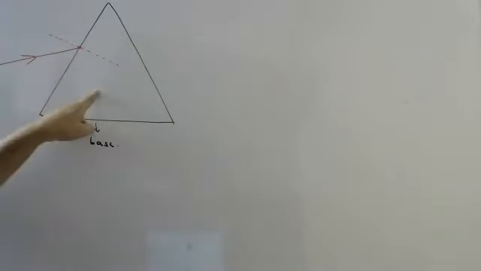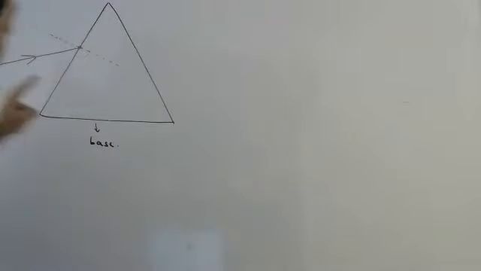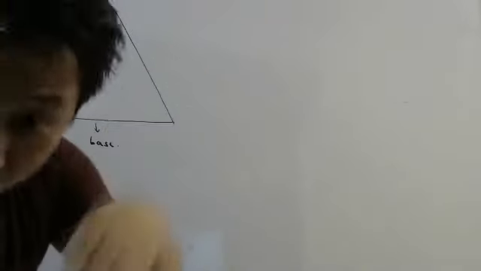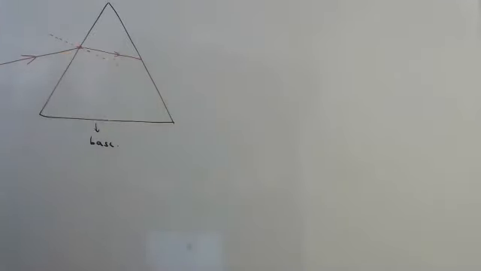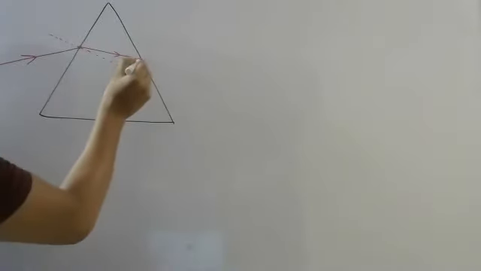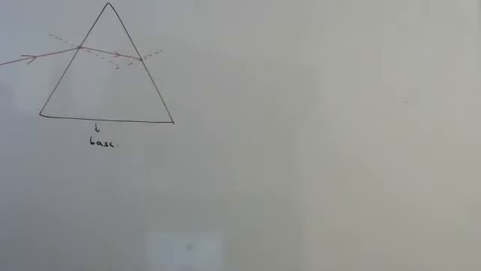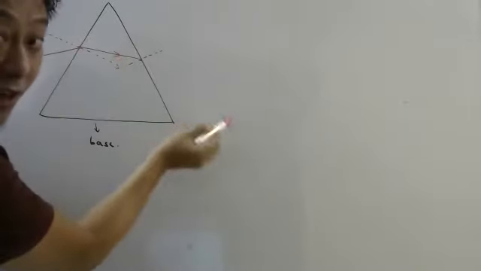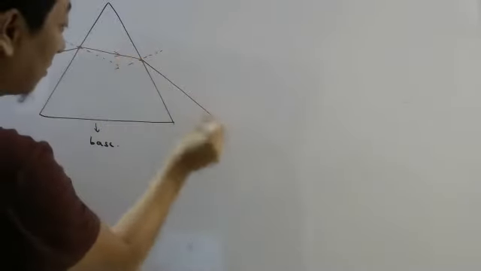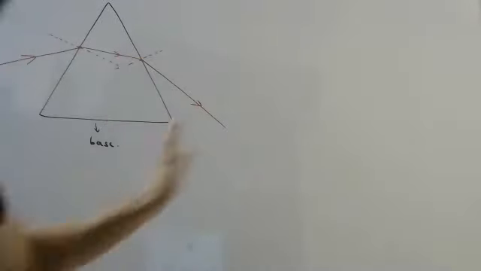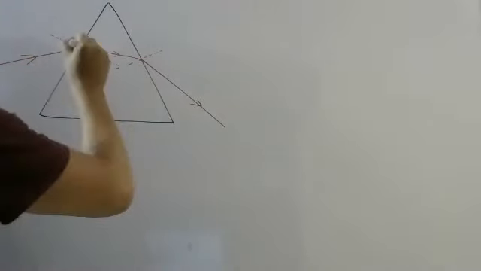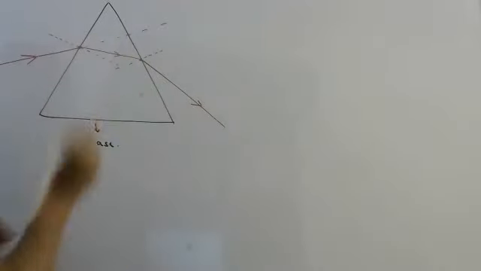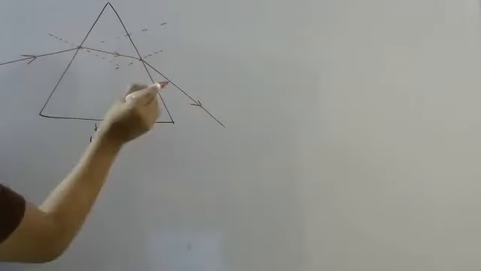So rarer to denser, remember. Tanmaya, don't make a mistake this time. Rarer to denser, it will bend towards the normal. So this is the normal. So towards the normal. Okay. Then again, one more normal you draw. Now it is from glass to air. Glass to air means denser to rarer. So it will bend away from the normal. Okay, so the diagram is finished. This is the main diagram. After that, you extend the incident ray and you extend the refracted ray backside.